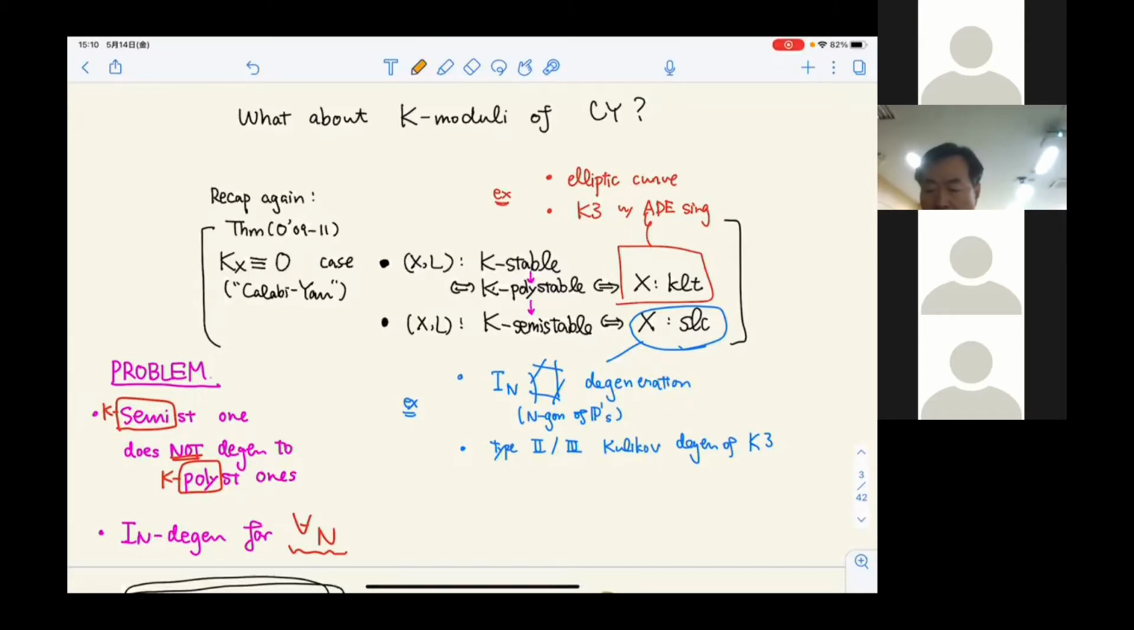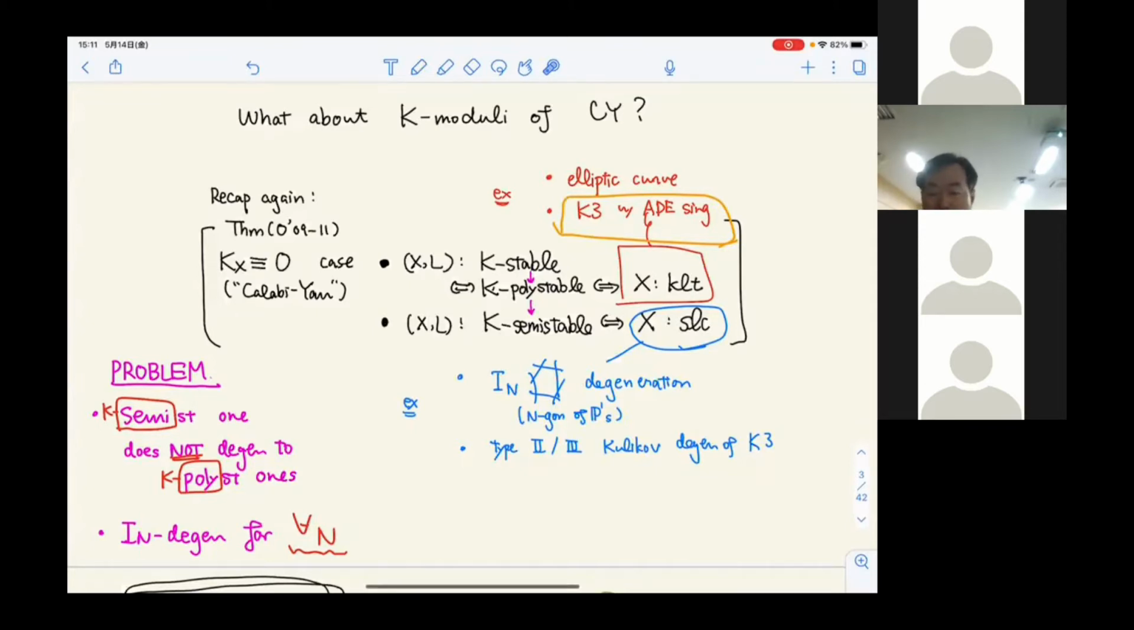So if you go to the K3 case, then the K-stable examples include ADE degeneration, or type 1 degeneration. And on the other hand, if you consider Kulikov degeneration of K3, which is simple normal crossing degeneration with K0, there are two types. So remember that there are two types.